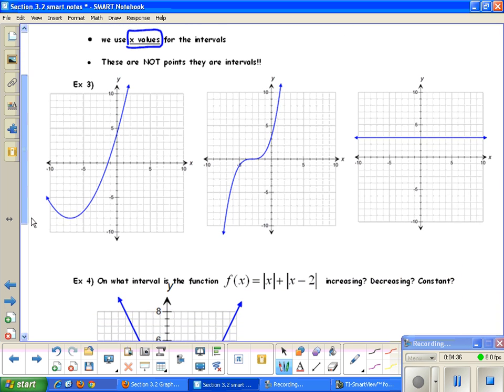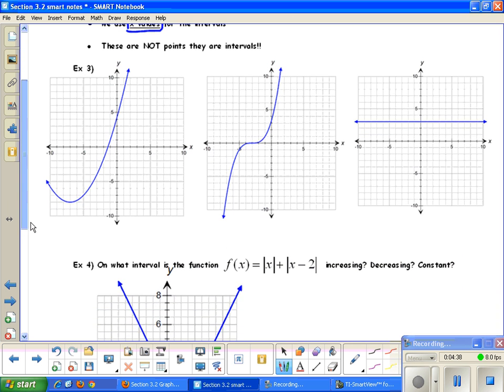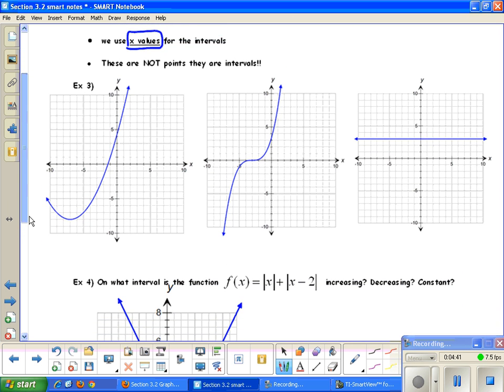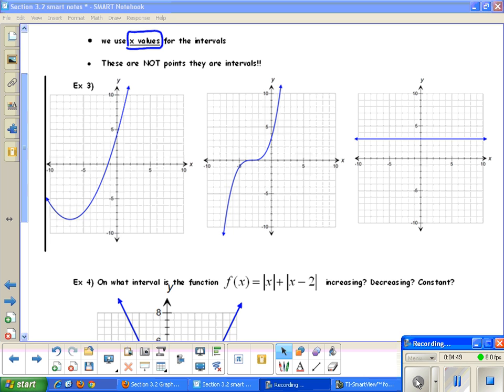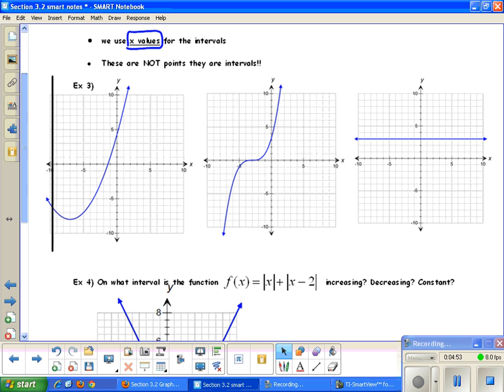So remember that these are not points, that these are intervals. So for this first graph, again, we're going to look as our x values are moving from left to right. As our x values are increasing, what are our y values doing? It usually helps me to just think of a line. As I move this line from left to right, so as my x values are increasing, your y values are doing two different things.